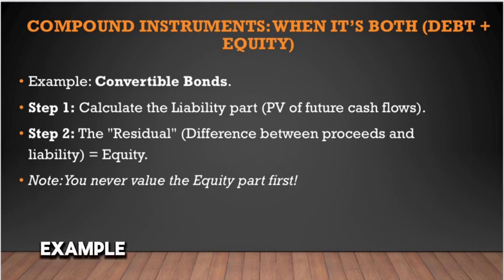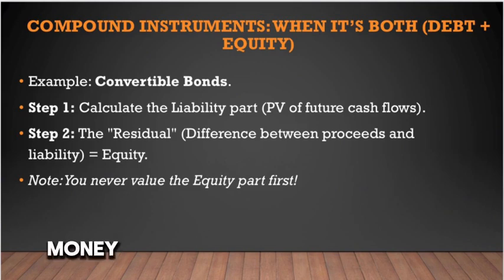So let's look at an example of it. Convertible bonds. There are some kinds of bonds that can be converted to ordinary shares. This is a typical example of an instrument that has both. They are convertible. So step one, how do you treat them? You calculate the liability part first. And to calculate the liability part, you have to get the present value of future cash flows. So we keep talking about present value. In accounting, it is good. That's why I always emphasize present value. You have to discount to present value. Why do you do that? Because of the time value of money.